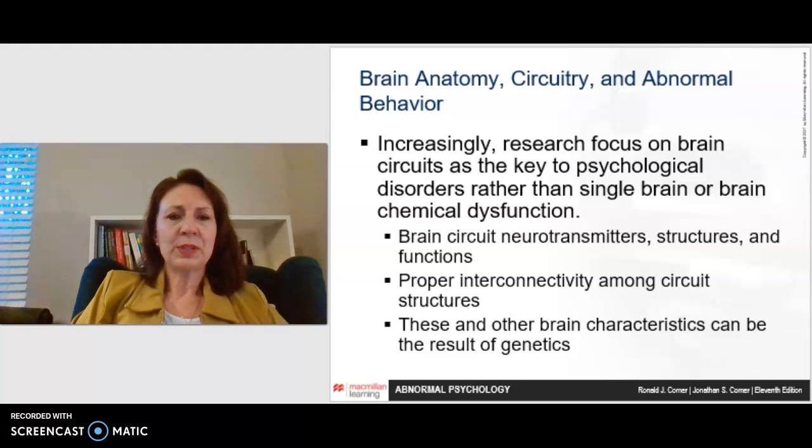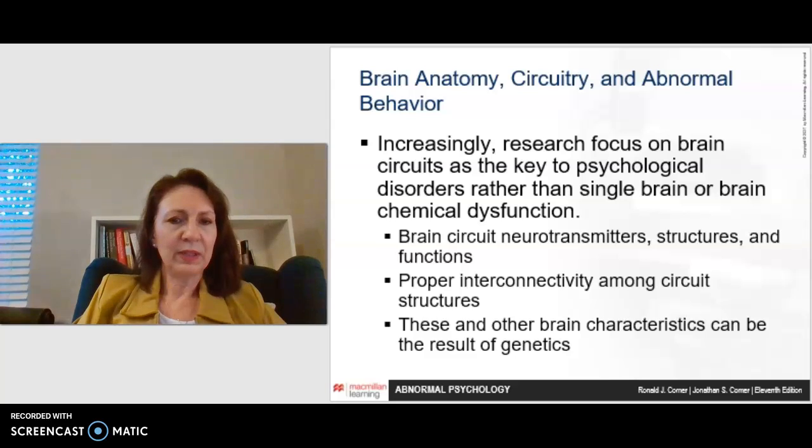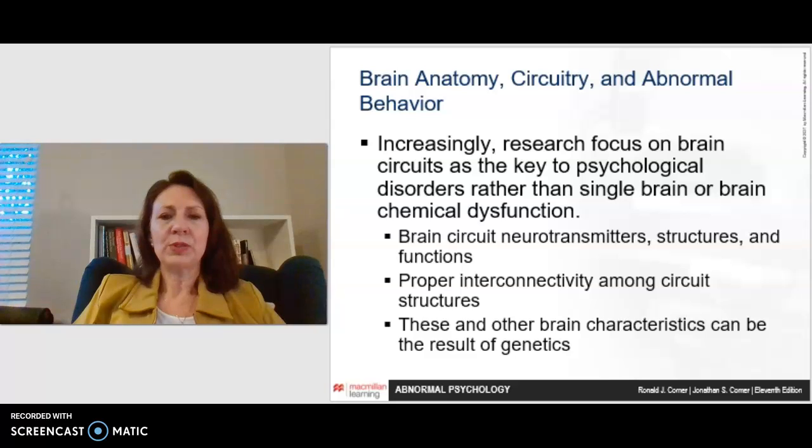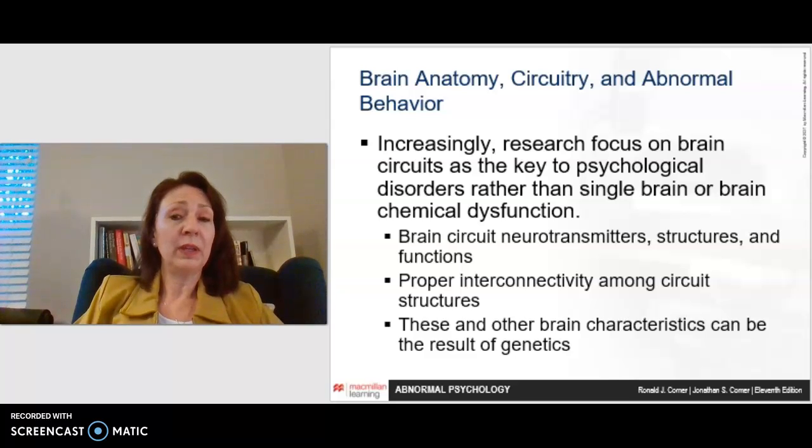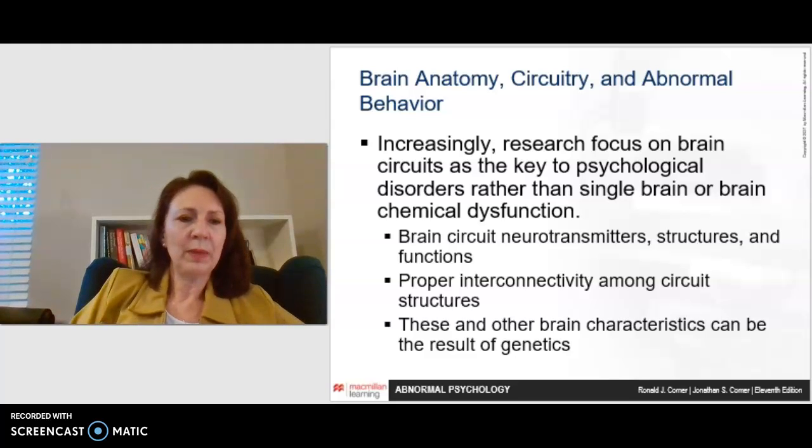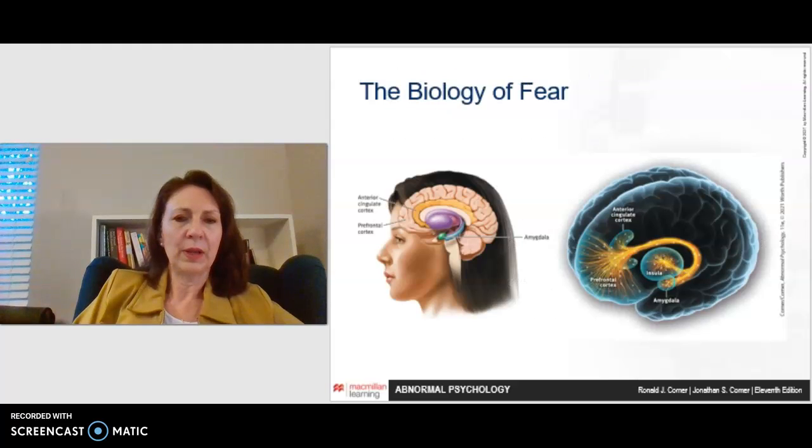Increasingly, there's research focus on brain circuits, relatively new in the field, as key to psychological disorders rather than a single brain or brain chemical dysfunction. So these brain circuit neurotransmitters, the structures and the functions all kind of are being examined. Proper interconnectivity among the circuit structures is important, and these and other brain characteristics can be the result of genetics. There's more in Achieve that you'll learn about genetics, but I did want to mention that that is a factor.